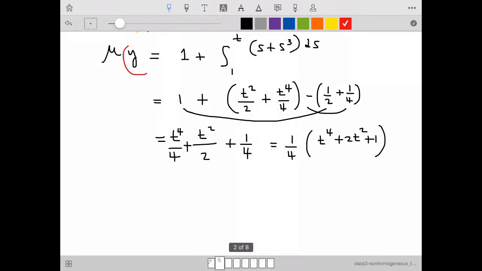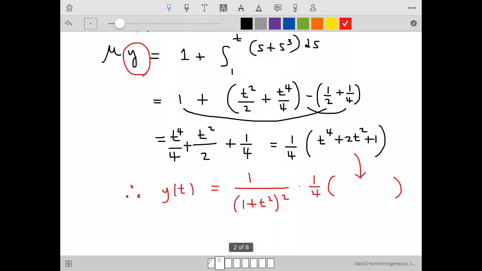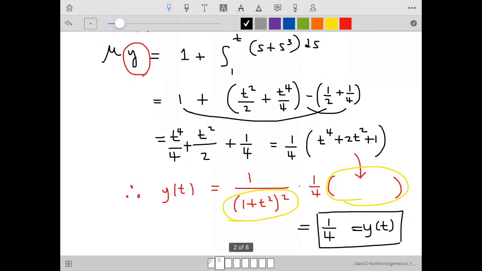But we are solving for y, right? Therefore, y of t is 1 over mu. What was mu? Mu was 1 plus t squared, squared, times 1/4 times this. Well, we see that that's exactly the same as this. So the answer is the constant function 1/4. y of t equal to the constant function 1/4 is the answer to this problem.